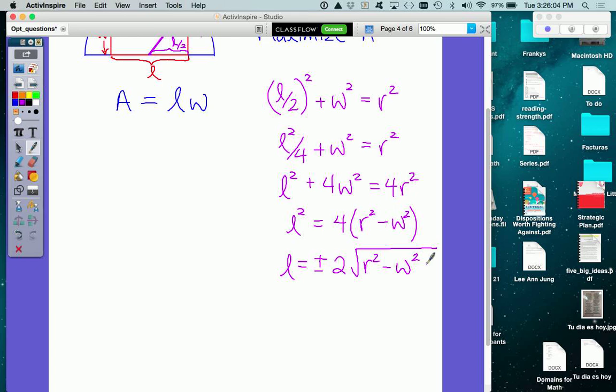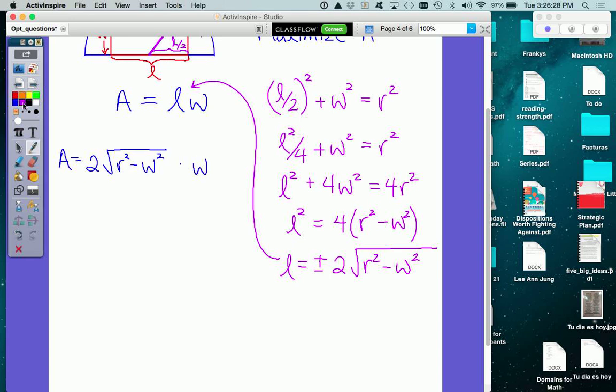And I can substitute that back into my value for L right there. So my area formula now becomes A equals 2 times the square root of R² − W², times W.